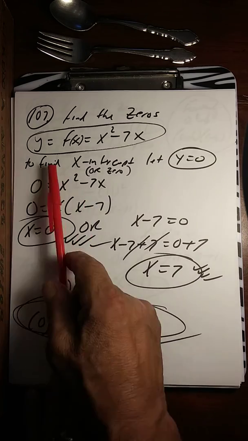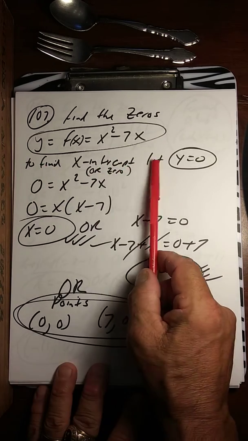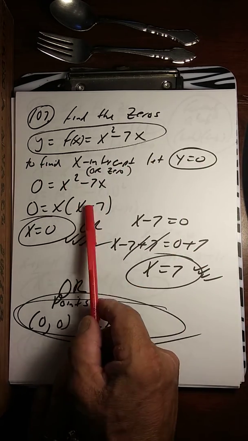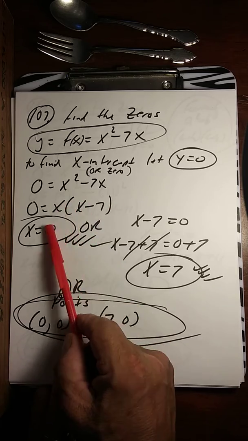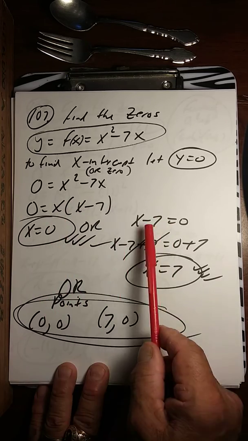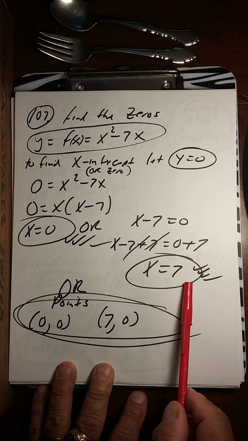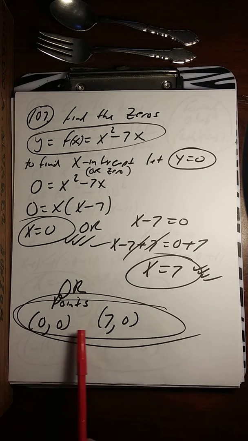Find the zeros. That means find the x-intercept, let y equal 0, so 0 equals this. Factor out the x times that, so x is 0, or x minus 7 equals 0, that one's done. So add 7, so the points are 0, 0 and 7, 0.